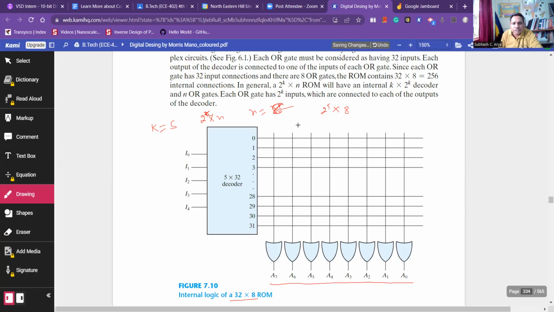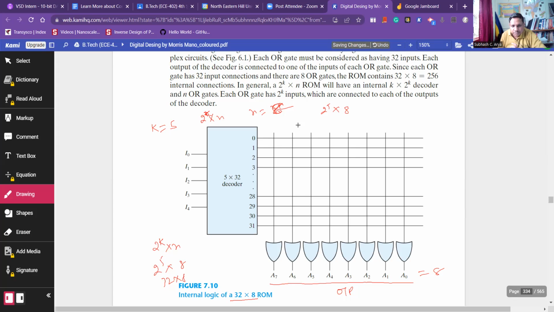So the size of this ROM is 32 into 8. I hope you could understand. This is a diagram of ROM 32 cross 8. Let me remind you again. The number of input lines is 5, that is k. The size of ROM is equal to 2 to the power k multiplied by n, where n is the number of output lines. These are the output lines here, a total of 8. So k is equal to 5, and the number of output lines is 8. So 2 to the power 5 is 32, multiplied by 8. This is the size of your ROM.